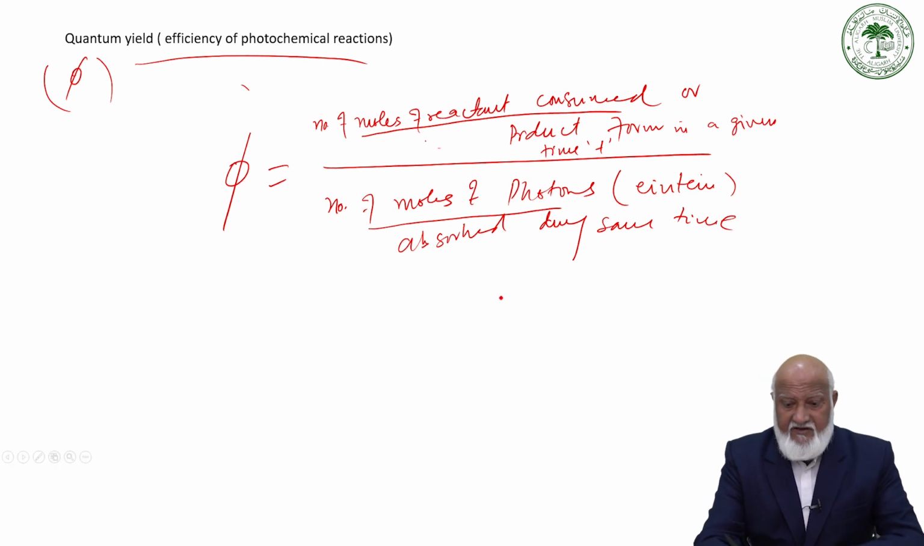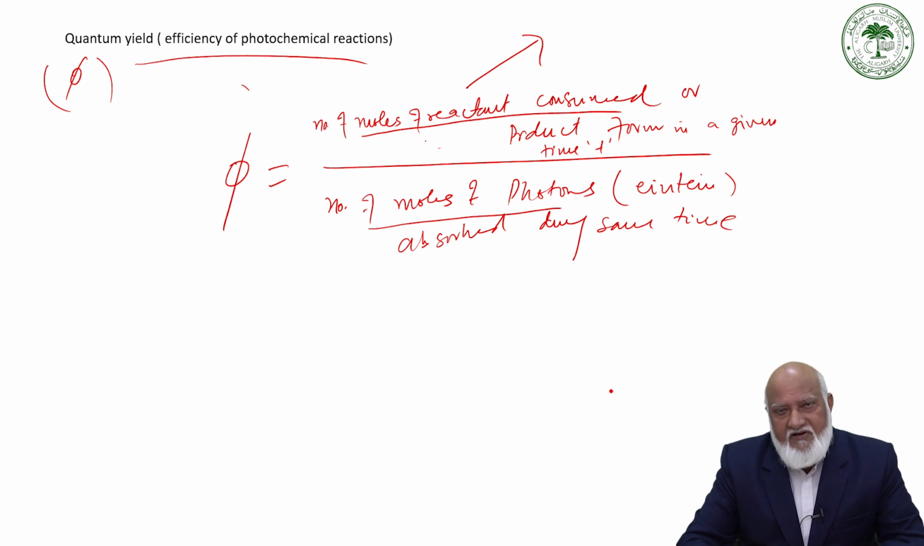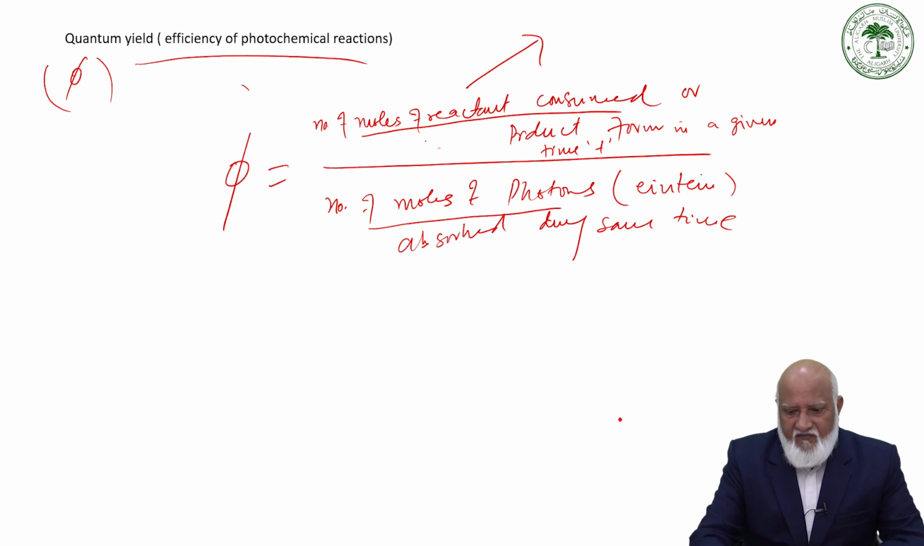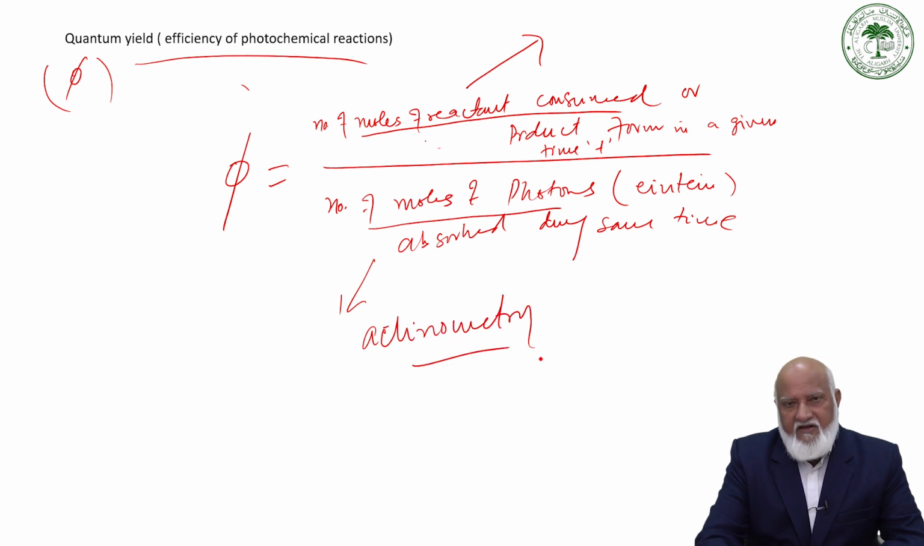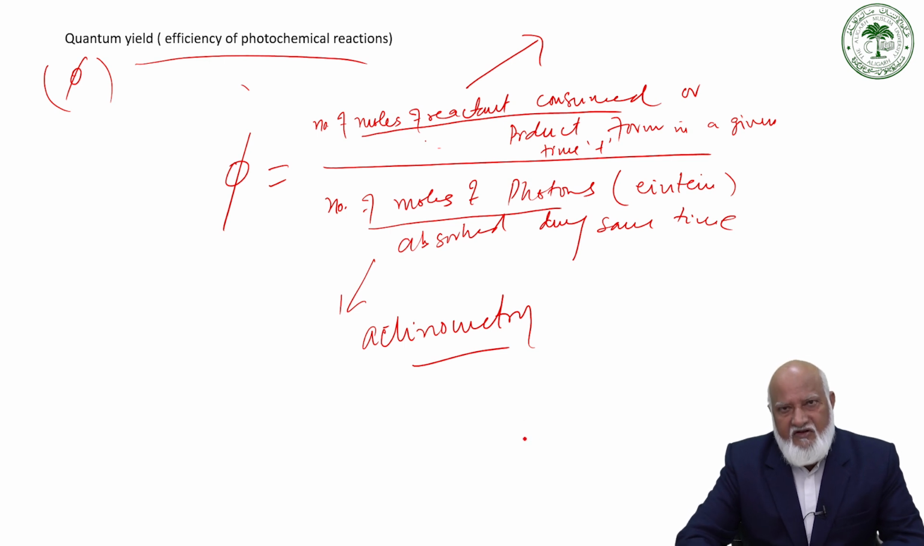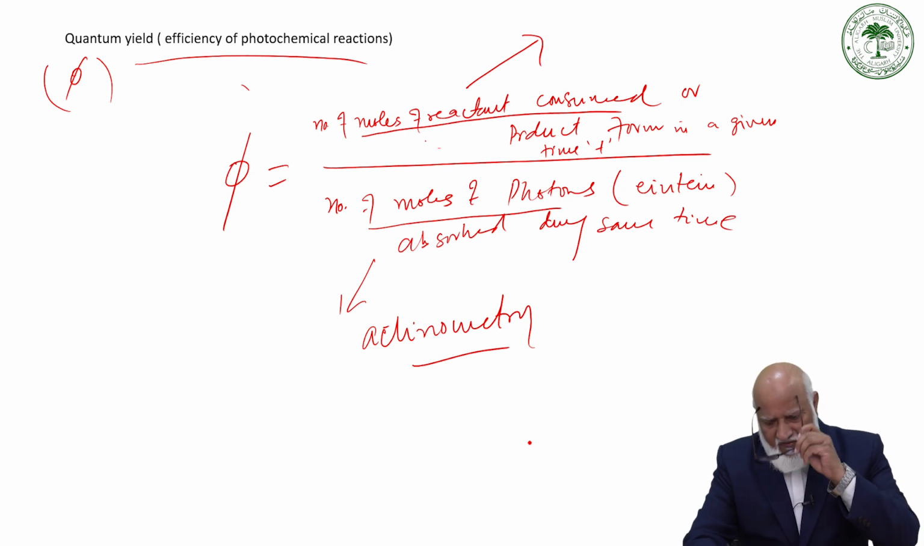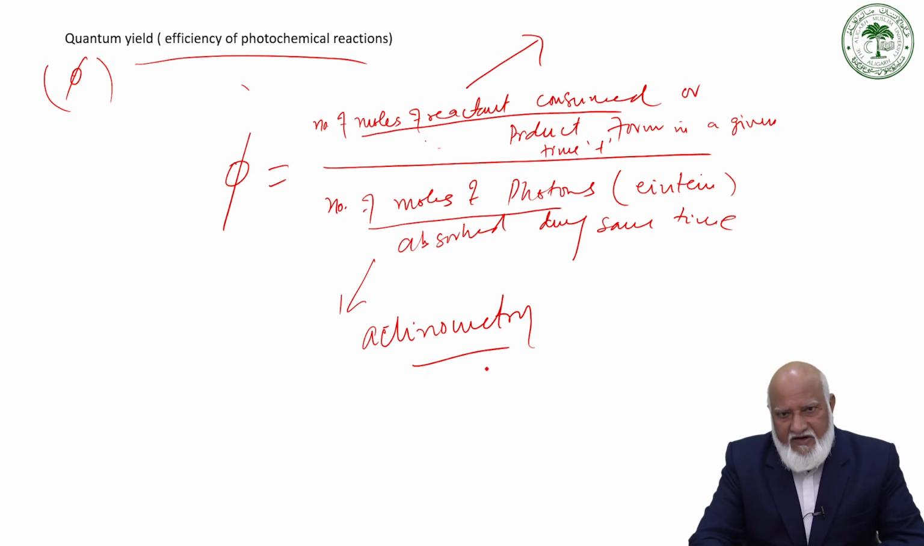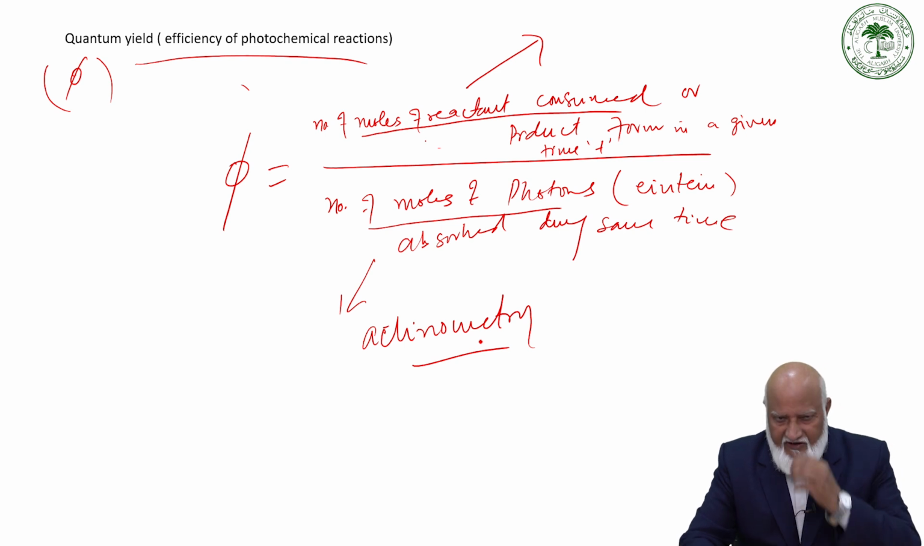The amount of reactant consumed or product formed can be determined by any analytical technique like GC, HPLC, and so on, whereas the number of photons absorbed can be determined by actinometry. There are several standard actinometers available, such as uranyl oxalate. From a standard actinometry experiment, we can find out how many photons are absorbed by the molecule, and then we can calculate phi.